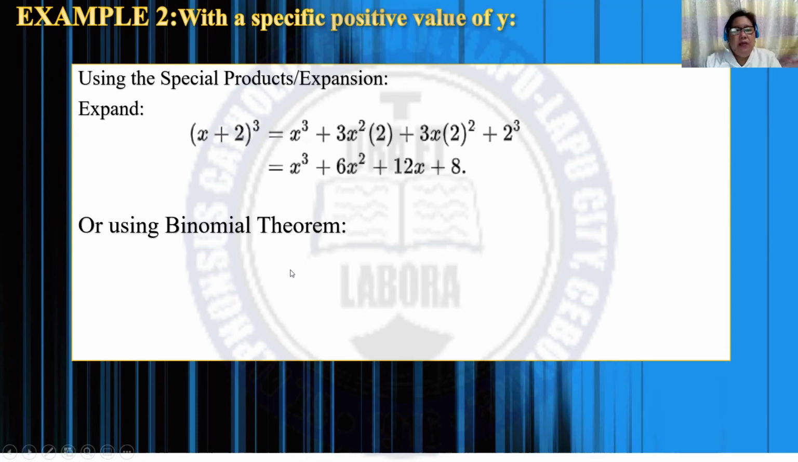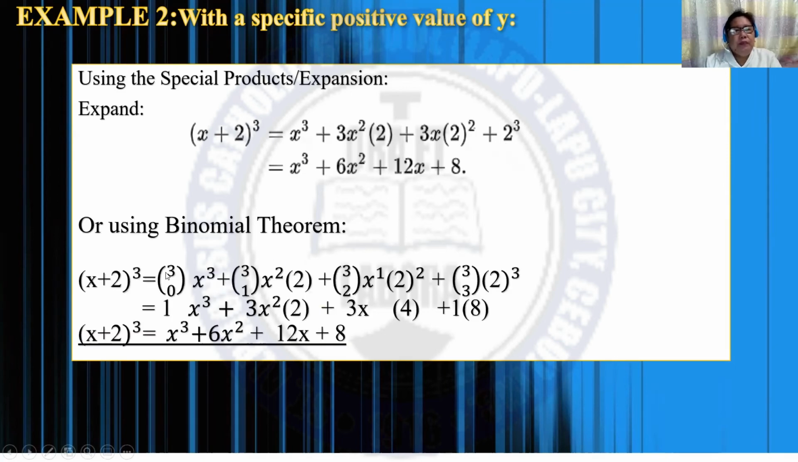Using the binomial theorem, we have 3 choose 0, it's equivalent to 1. 3 choose 1 is 3. 3 choose 2, it's 3. 3 choose 3 is 1. Still, you will get the same answer.